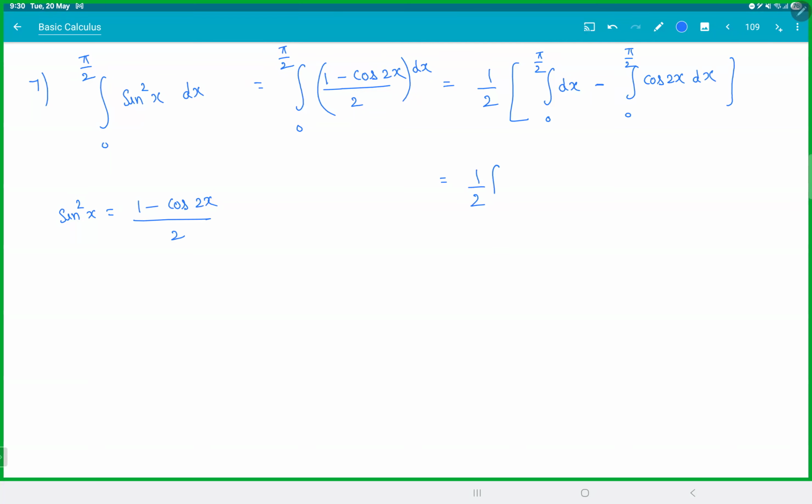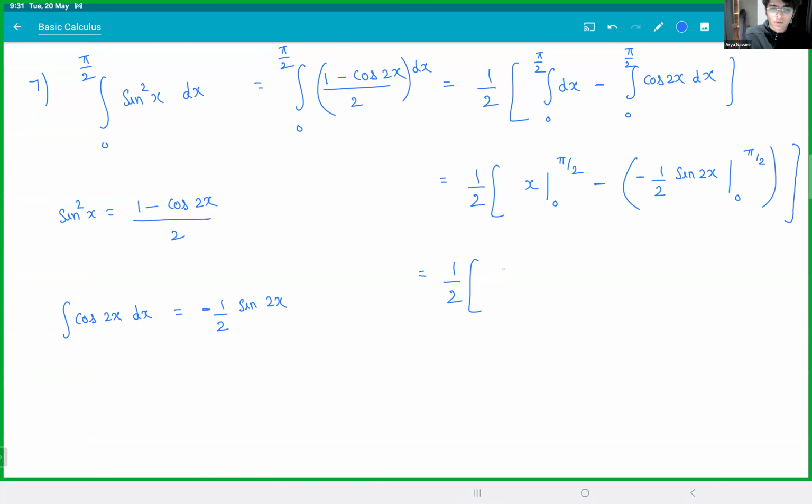So this will be half into integral dx is x. Limits will go from 0 to 90. What is integral cos 2x? Integral cos 2x dx is 1 by 2 sine 2x. So I can substitute that, minus half sine 2x. Limits will go from 0 to 90. Plus this 1 will be 2, right? Cos, sorry, plus the.